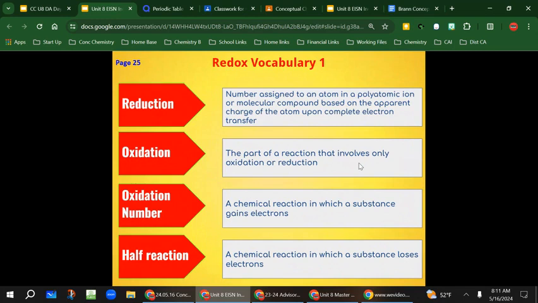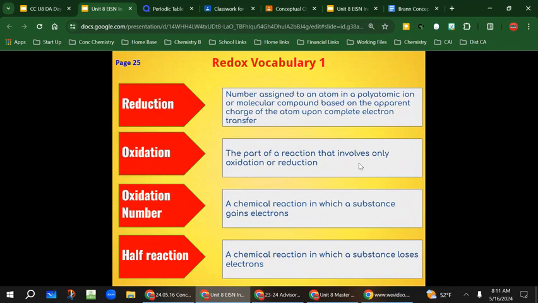Now, first of all, we've been saying this redox. Redox is an abbreviation, ladies and gentlemen. It is an abbreviation of a reduction oxidation reaction. And these are 2 opposite reactions. So when we look at our terms over here, number assigned to an atom in a polyatomic ion or molecular compound based on the apparent charge of the atom upon a complete electron transfer.